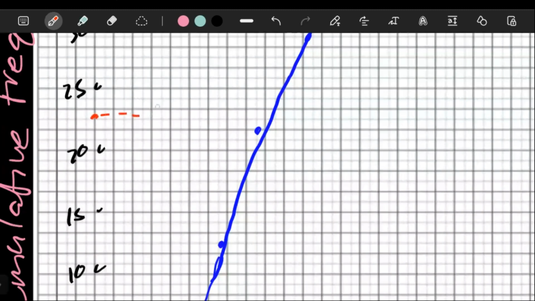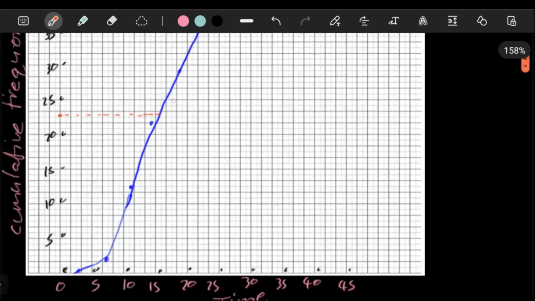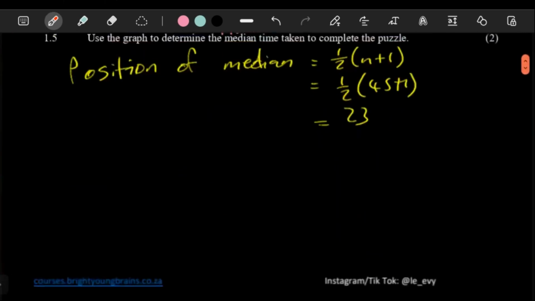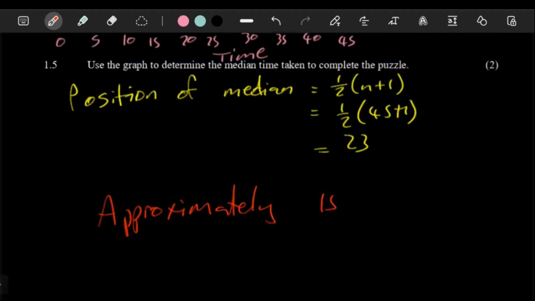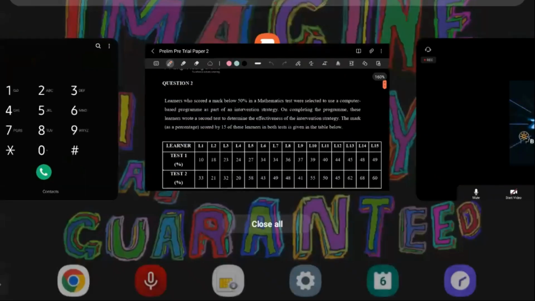And then you trace it to your graph. Trace it across. And then when you bring it down, you're roughly getting 15, which is good. So you can say the median there is roughly 15. You can just say approximately 15 actually.